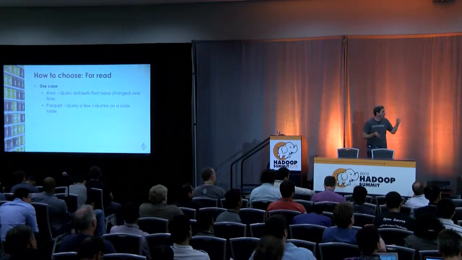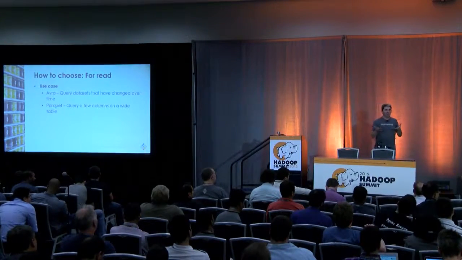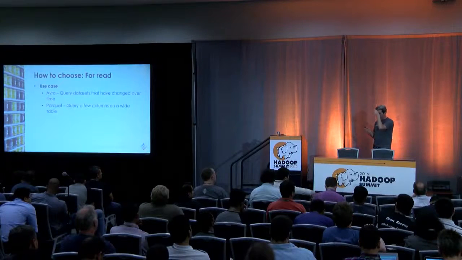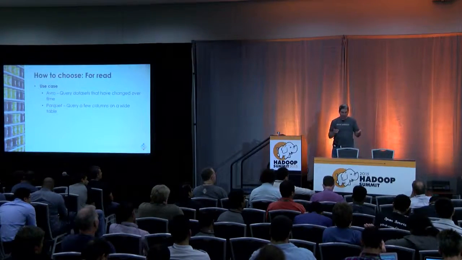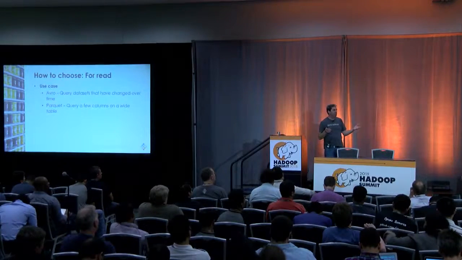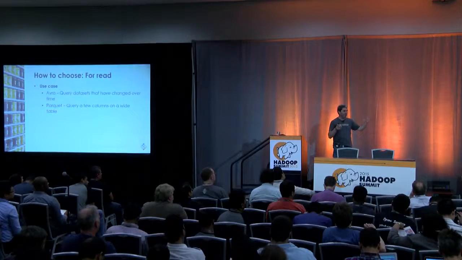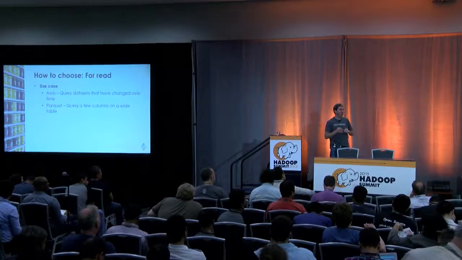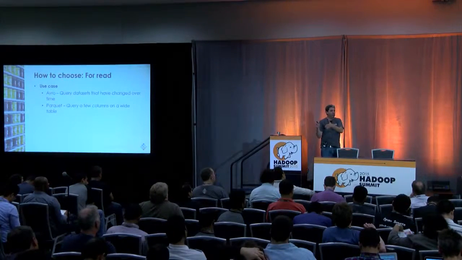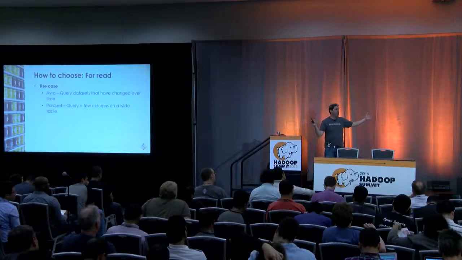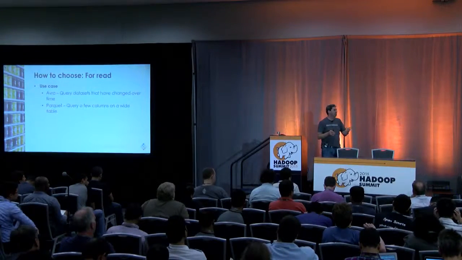Parquet: query a few columns on a wide table. This was a client that we had. They had a data set which was millions of rows, I think 100 million rows, if not more, and it was growing all the time. They basically had demographic and geographic information about things, and potentially for people to buy stuff, with different categories of how that worked. But they didn't query the whole data set, they only queried pieces of it to get out some information.